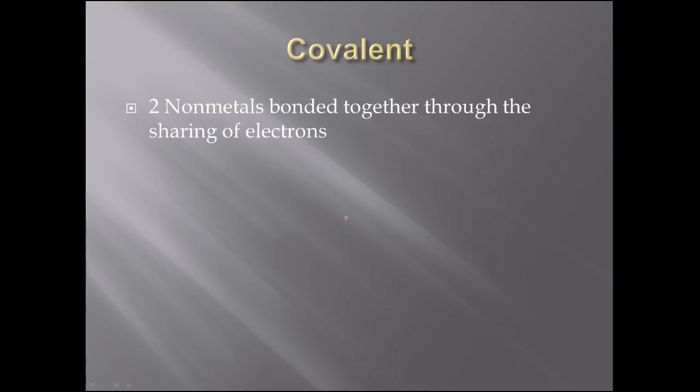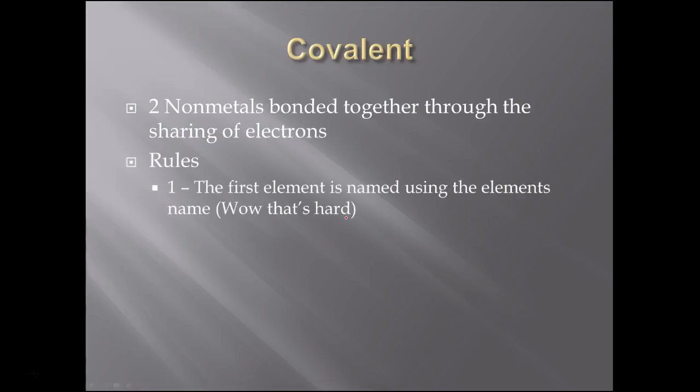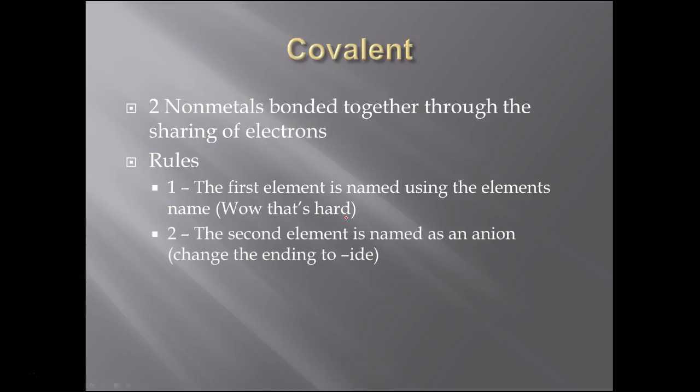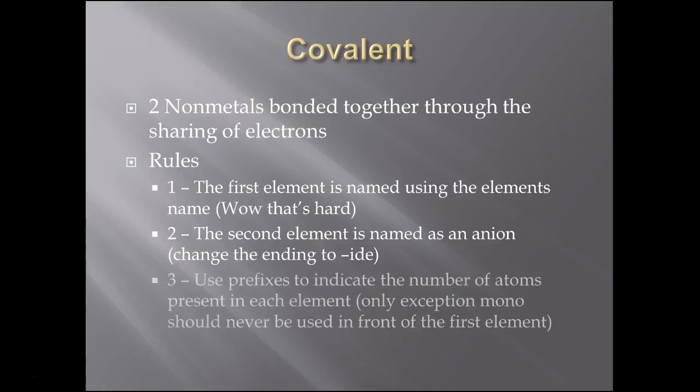In order to recognize them, you need to know that they're composed of two nonmetals and they're bonded together through the sharing of electrons. The rules for naming them: the first element is named using the element's name. Wow, that's hard. The second element is named as your typical anion would be named, so you would change the ending to IDE. And the last rule is that you're going to use the prefixes to indicate the number of atoms present in each element, the only exception being that mono should never be used in front of that first element.